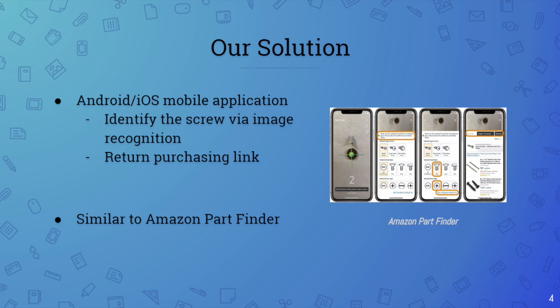Our application is similar to Amazon Pathfinder, which is an application by Amazon to identify a specific product from an image and then to purchase the product from the Amazon website. However, our solution is still pretty different from Amazon Pathfinder in that we are more specifically focused on screws and we have better accuracy. We're also returning the link to McMaster-Carr, which is a much more comprehensive database and purchasing website than Amazon regarding screws. And I will hand it over to David to talk more about user research.